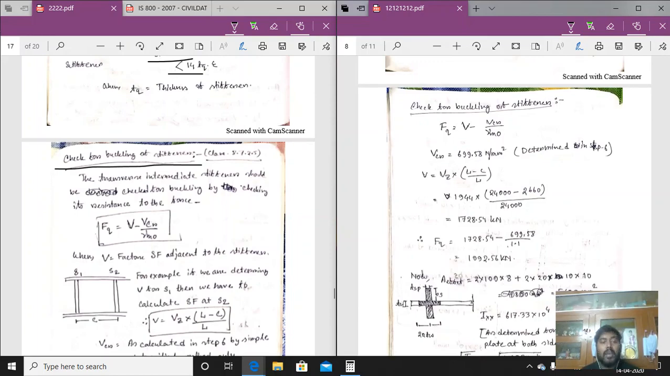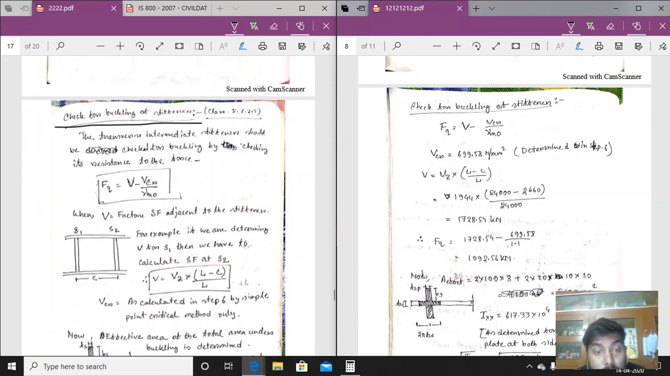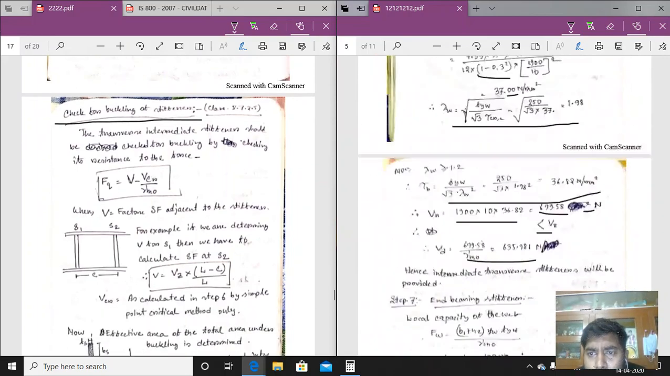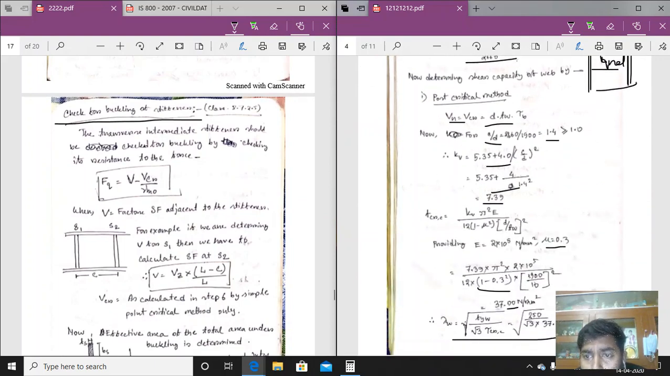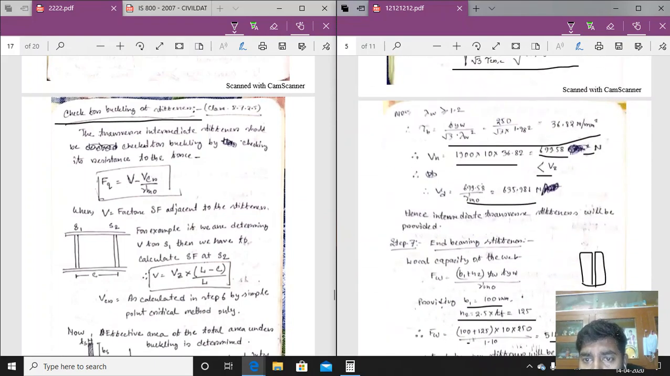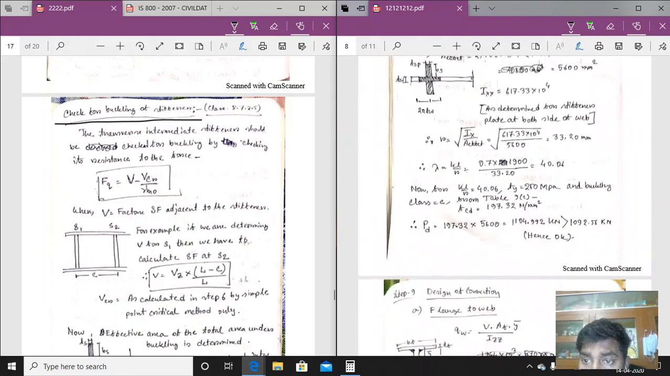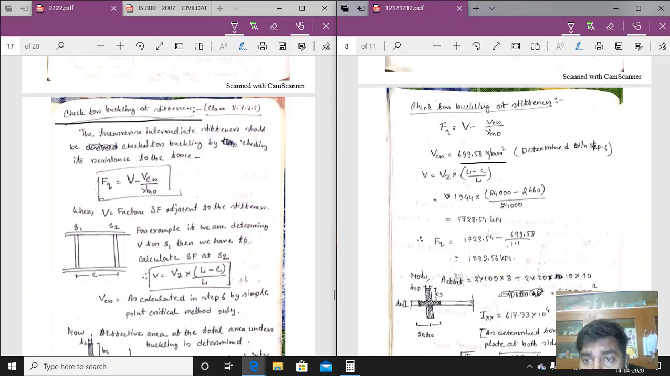Using this formula: FQ is equal to V minus VCR by gamma M0. In our web we have calculated the VCR, that I know. What is the value of the VCR? 699.58. So you will use that value here also. So 699.58 we are taking as the VCR. Now V is equal to, yes, calculated. You know what the V is? That is the shear at the adjacent stiffener, which is calculated by that formula.